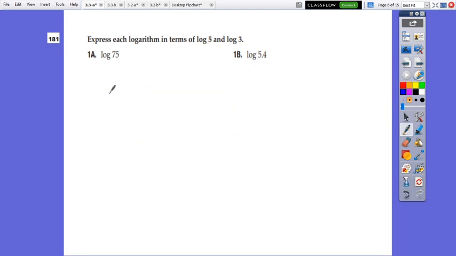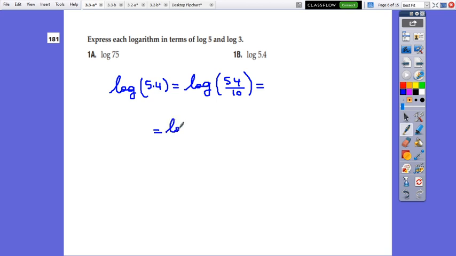The second one, log 5.4 equals, this is a decimal, so we will write it as a fraction, log of 54 over 10. Here we'll use the division, the quotient property, and it will be equals log 54 minus log 10. Log base 10 of 10 is 1.